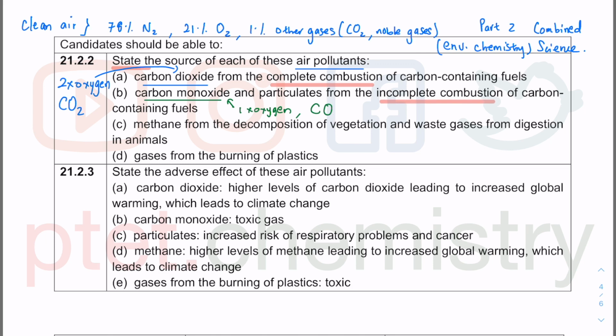Be very careful. Incomplete means not enough oxygen. If you don't have enough oxygen, you won't go to carbon dioxide. Complete combustion means you have excess oxygen, enough oxygen, and therefore your fuel will burn completely, and you will get carbon dioxide. If your fuel doesn't have enough oxygen, it will not burn completely, and you get carbon monoxide.